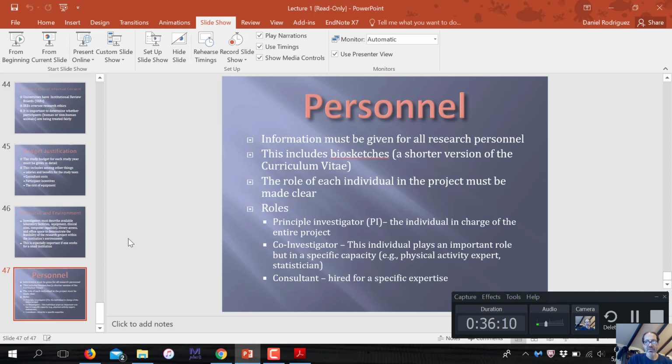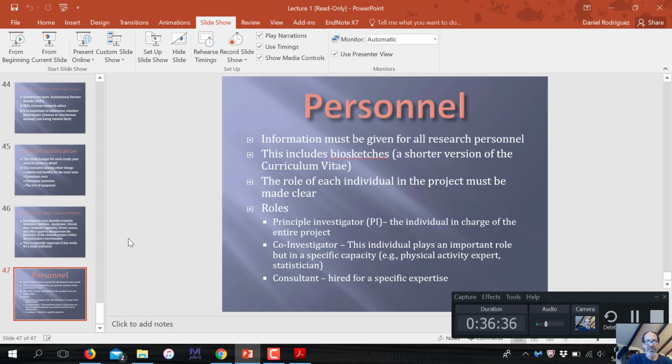You have to provide what's known as a biosketch. A biosketch is a short version of what's called a CV, a curriculum vitae. In academics, we have curriculum vitae rather than resumes. The beauty of a curriculum vitae or CV is that it can be really long. Longer the better, whereas with a resume, shorter is better. You have to talk about what everybody's doing within the grant and justify them.